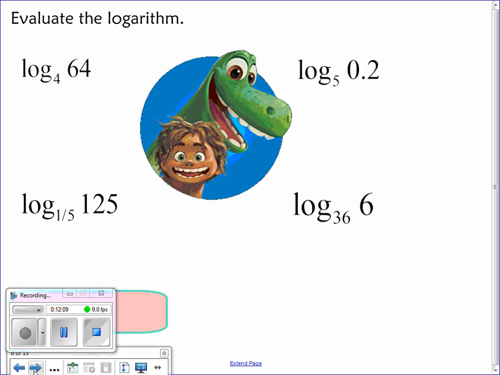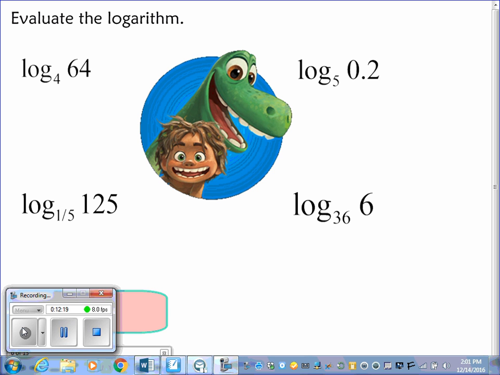Okay, so evaluate the logarithm. So here's just a little bit more practice with it. I want to give you guys a couple minutes, and I want you to figure it out for me, okay? All right, so the first one up here.